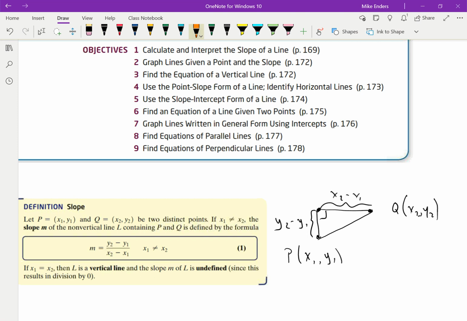Frequently then, what we say is the change in the y values here is what we call the rise. How far up and down are we moving? And then the horizontal part is called the run. How far across are we going?